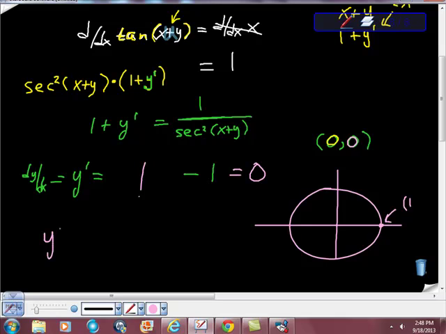So we can say that the derivative of this function evaluated at the point (0, 0) is equal to 0, check mark.